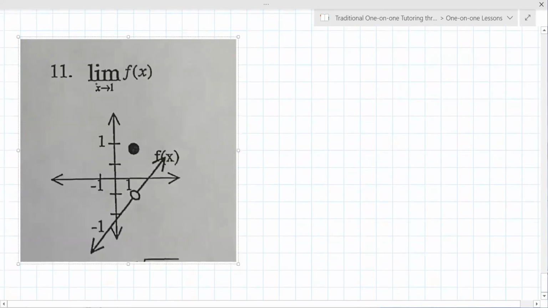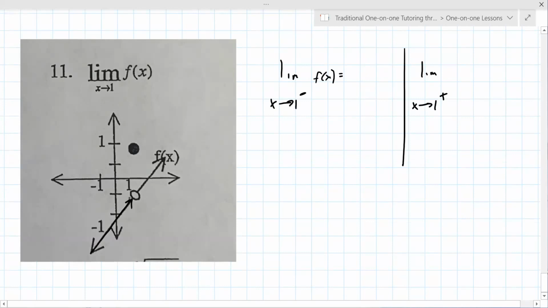So, okay, this is the limit as x approaches 1, and just like the previous one, you have to find the limit as x approaches 1 from the left, and then the limit as x approaches 1 from the right, and hopefully they're the same. So here's 1, and here's from the left. What is the y value that it approaches? -1. Yeah. And then from the right, it's going this way. What is the y value that it approaches? -1. So does the limit exist?